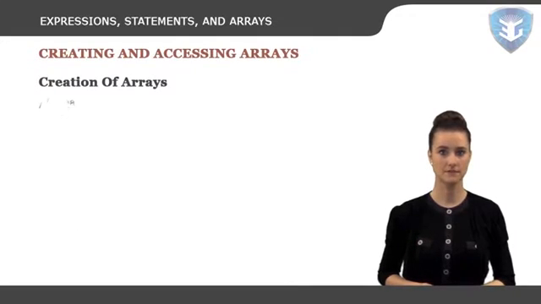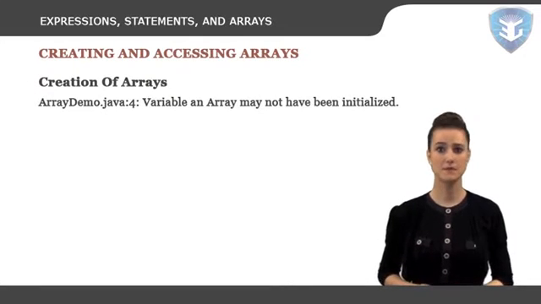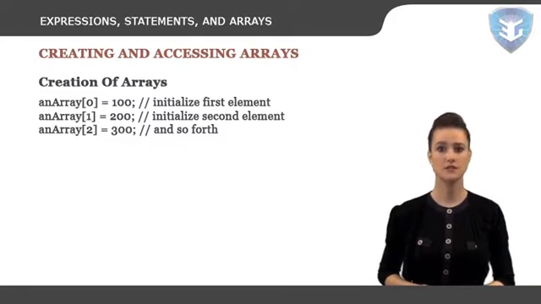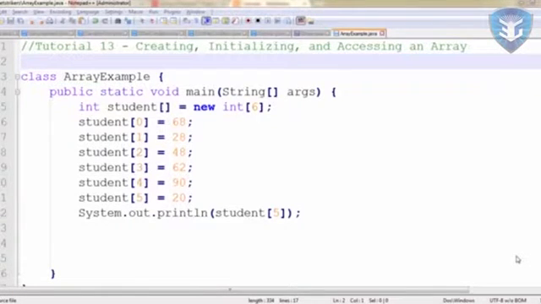Creation of arrays. One way to create an array is with the new operator. The statement as seen here allocates an array with enough memory for 10 integer elements and assigns the array to an array variable. If this statement is missing, then the compiler prints an error like the one shown on the screen, and compilation fails. These few lines assign values to each element of the array. Each array element is accessed by its numerical index as shown on the screen. In this tutorial, we will learn about creating, initializing and accessing an array.